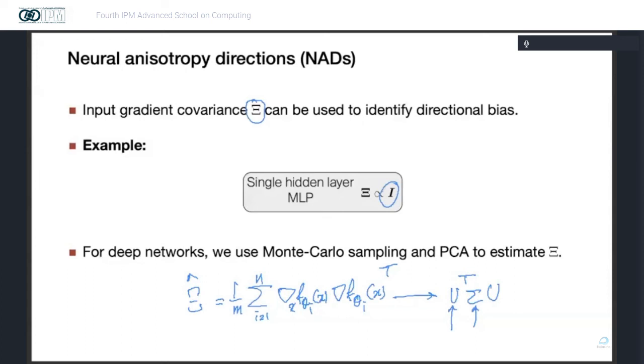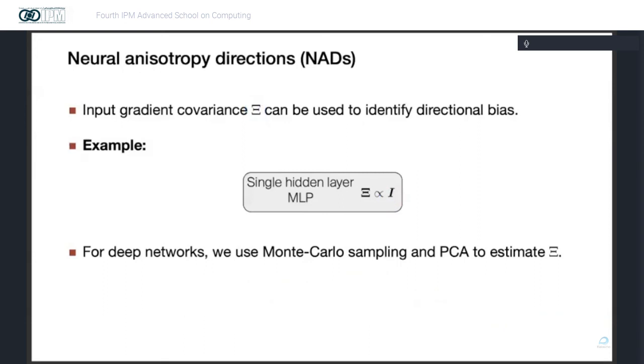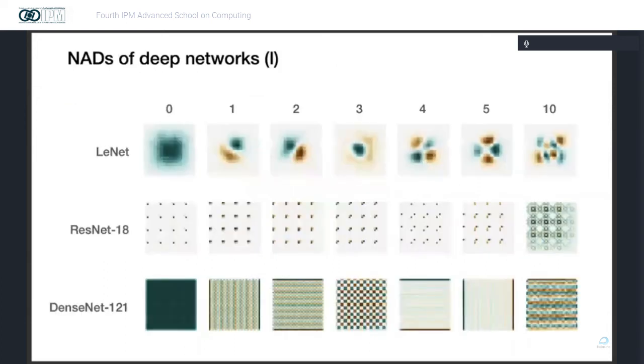But before that, let's see how these basis vectors visually look. I have computed the basis vectors for three architectures, LeNet, ResNet, and DenseNet, and I have depicted the first five or six. Let's consider the first row that corresponds to LeNet. The first one, which corresponds to the largest eigenvalue, looks like the DC component, or the first component of the DCT basis. The second one looks like maybe the second component, the third one, and so on. It seems that the basis vectors we have found have a notion of frequency in them, and they indeed resemble DCT bases.